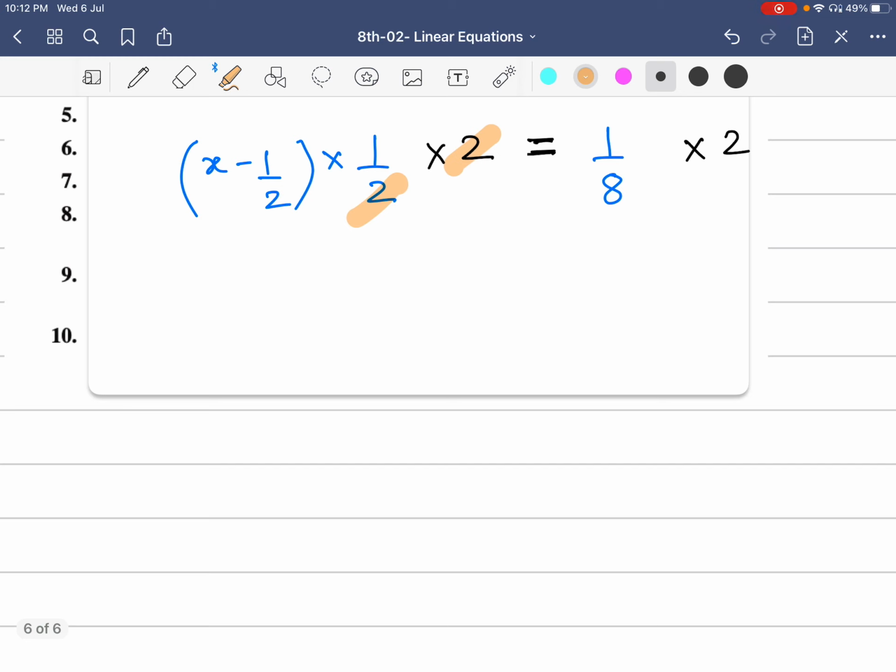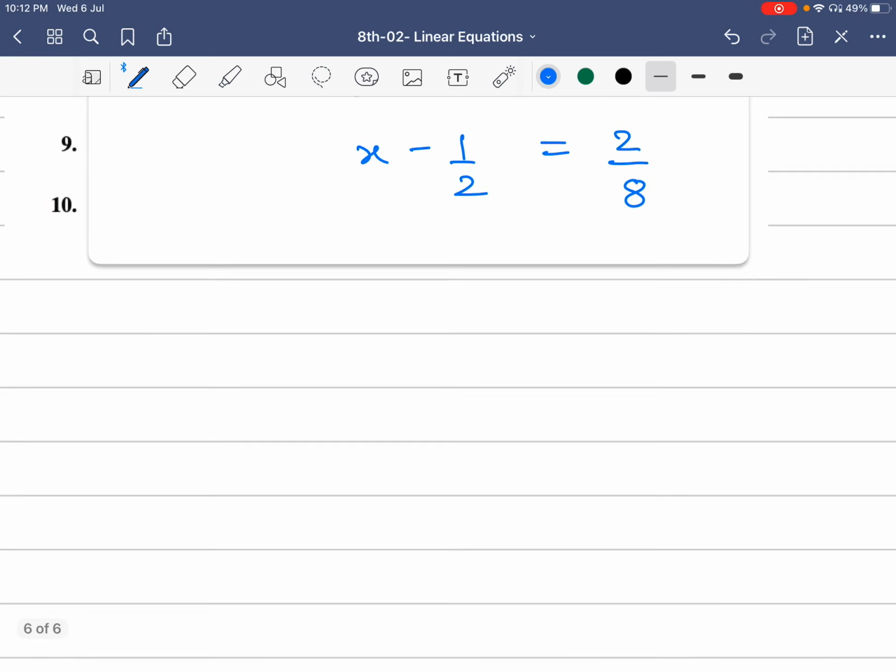Whereas on the right hand side we have 2 by 8. Let's keep 2 by 8 as it is, no need to change. These have cancelled each other out, so what remains is just this bracket. So I'm going to write here x minus half. Now again let's focus on this equation.